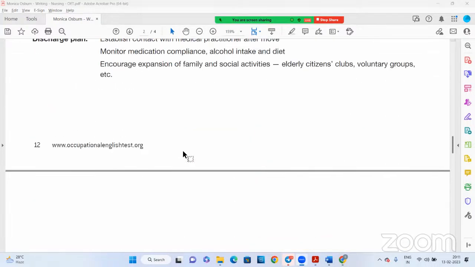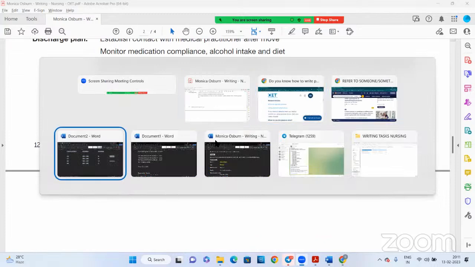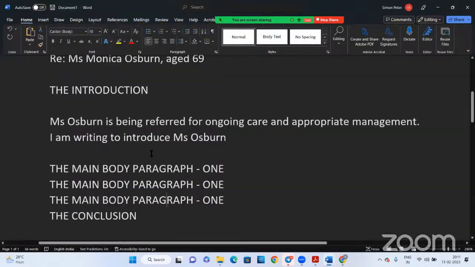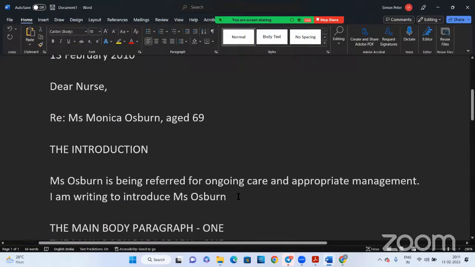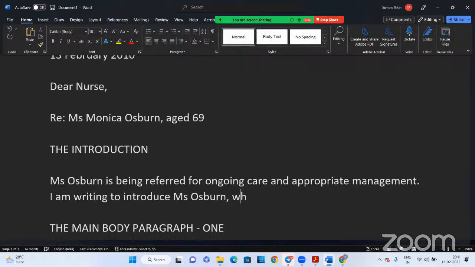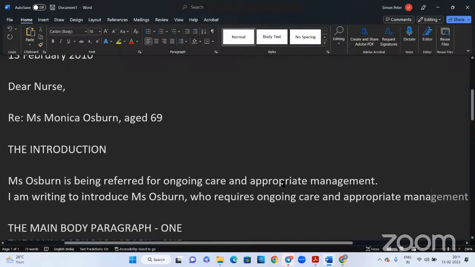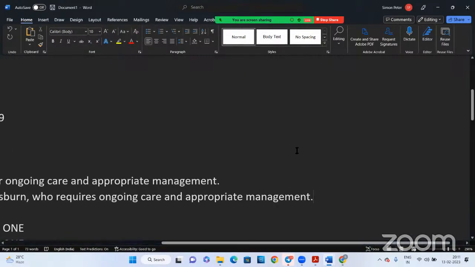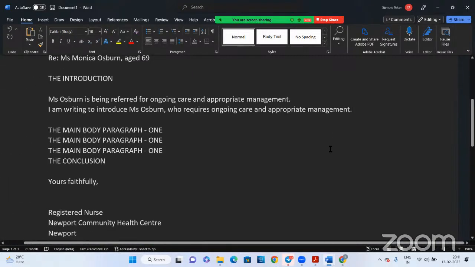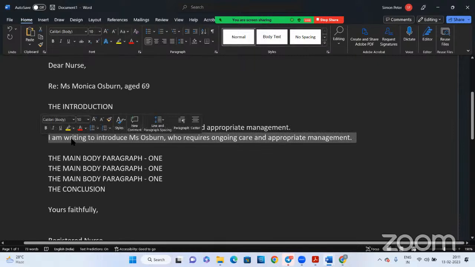So this is how you're going to write. Now coming to the point. I am writing to introduce Miss Osburn, who requires ongoing care and appropriate management. So that is it. Now which do you want to write? If "I" is important, you can write this one. This is low quality. See how big the sentence is becoming.